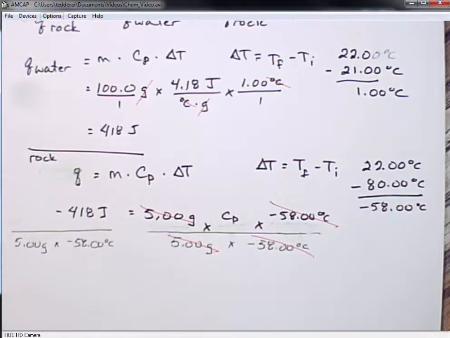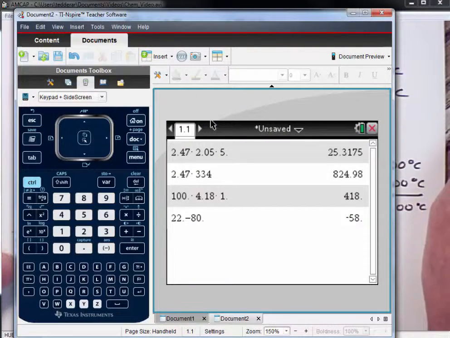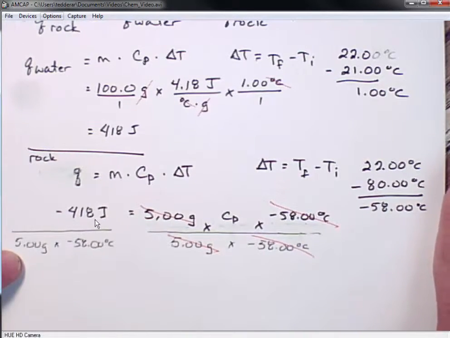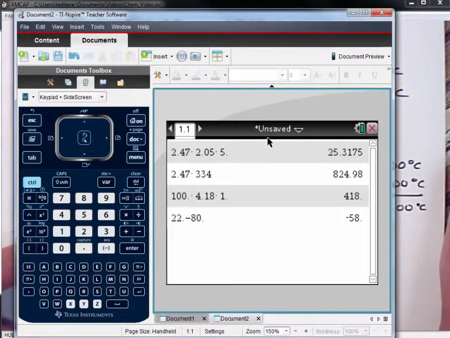So now this is another thing, a little fast way to do the math in a chemistry class that I'm going to teach you. Okay? I'd like you to get in the habit of doing it this way. We're going to take this negative 418 joules and divide by this number, hit enter or equals, and then take the answer and divide by this number. It's fast on the calculator that way, and we do it a lot in this class. Let's try to get in that habit of doing it that way.